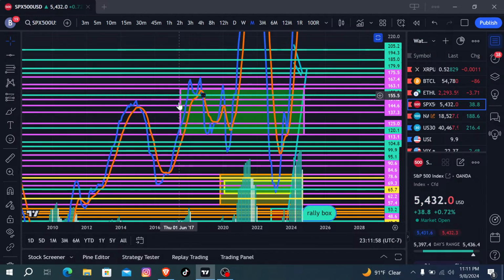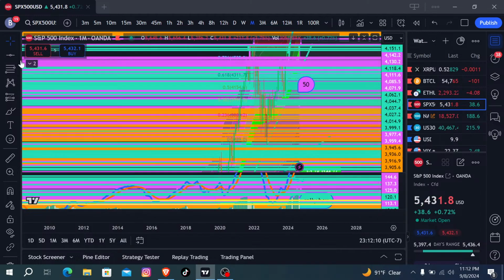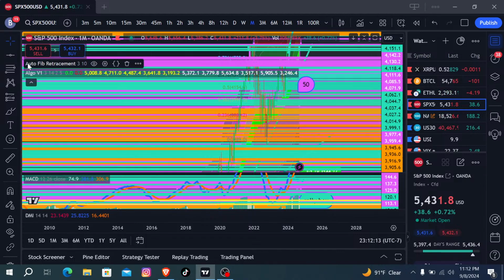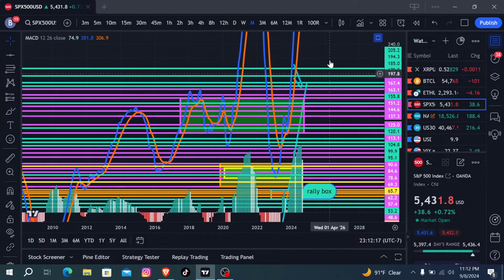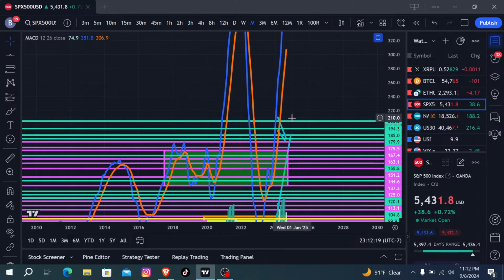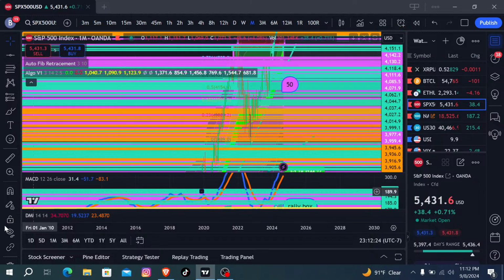I squared off the main resistance and support area, because in a way the MACD mimics the graph of the stock in a way.